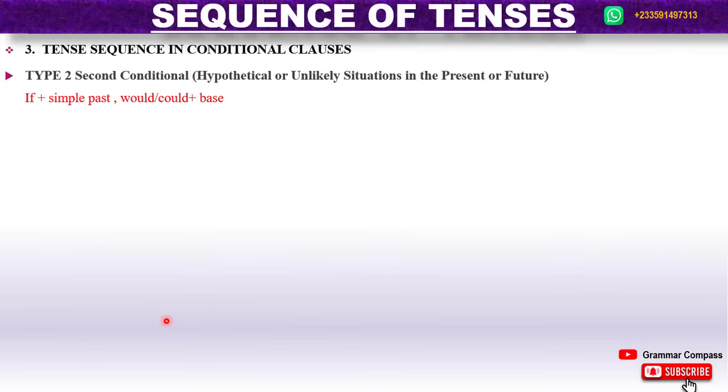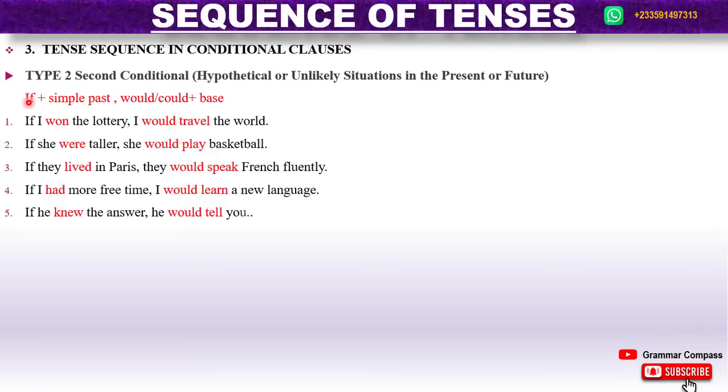Let us talk about type 2, which is unlikely or hypothetical situations in the present or future. Here, the verb form is going to be in simple past for the if clause. For example, if I won the lottery, simple past. If she were taller, simple past. If they lived in Paris, simple past. If I had more free time, simple past. If he knew the answer, simple past.